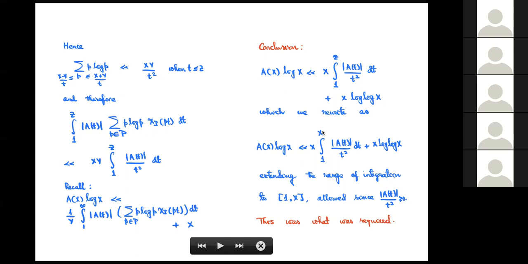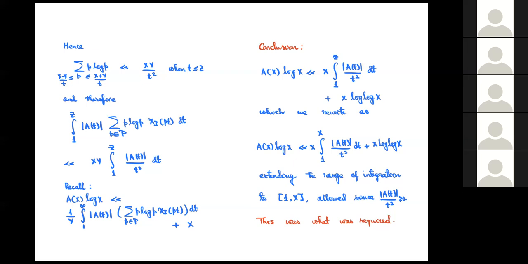So we just extend it to x, the range of integration. And finally, if you combine, with this extra x that is there, you end up with A(x) log x is less than x times the integral from 1 to x of |A(t)| by t square dt plus x log x. Okay. Now you see, this is exactly what we wanted to prove. This was the goal that we wanted to reach, at least in the first part of the proof.